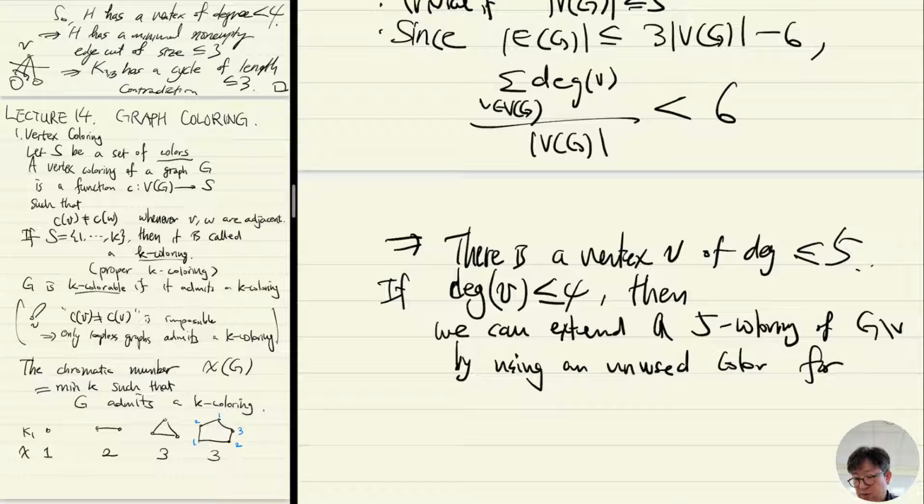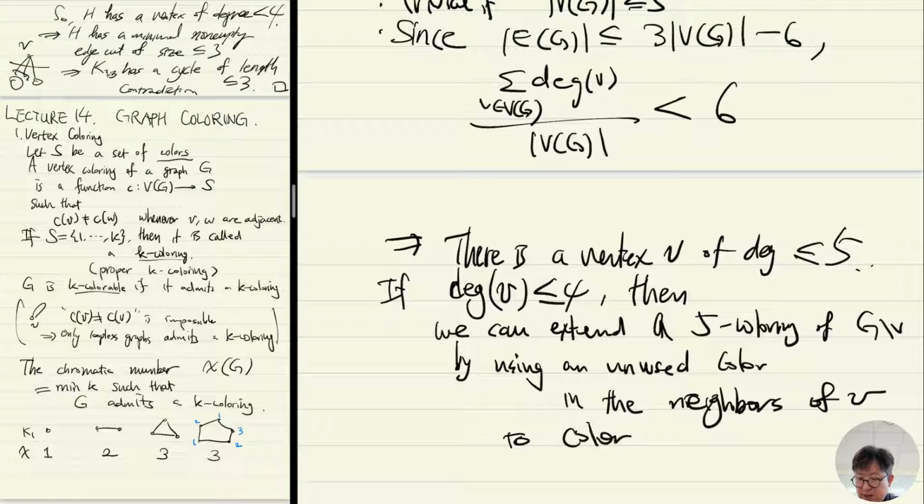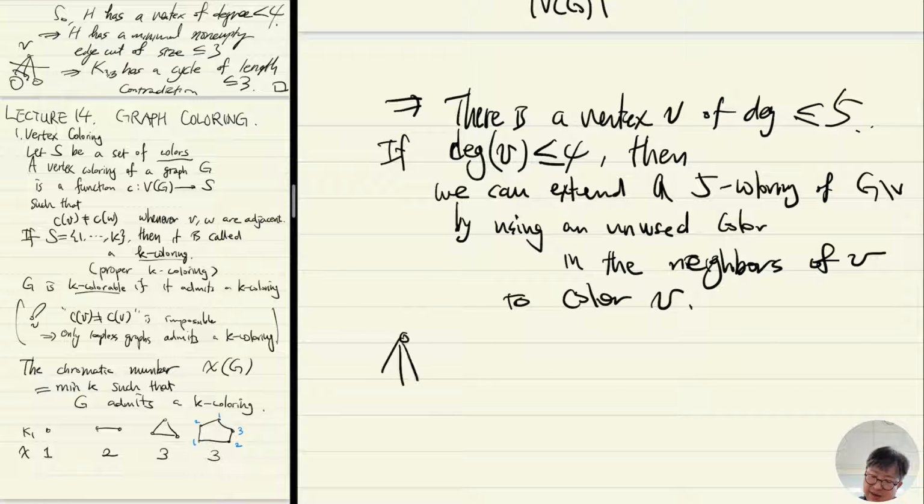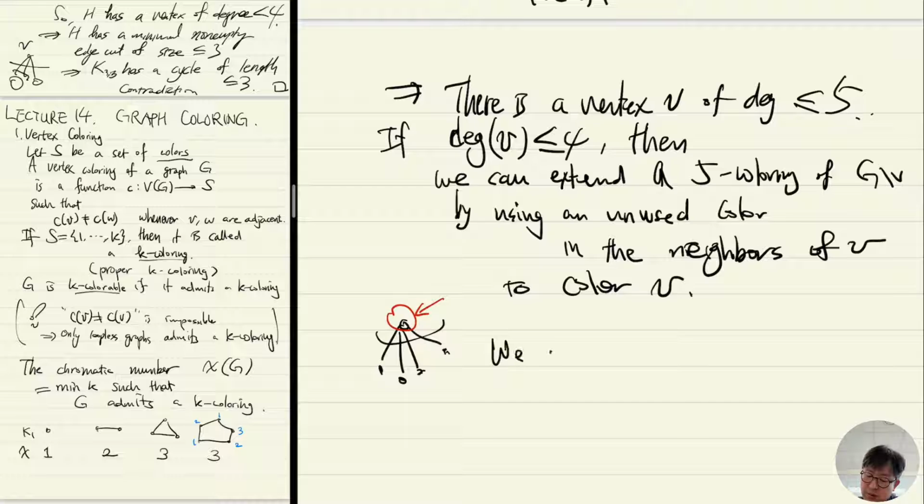in the neighbors of v to color v. Because if I have degree 4, then the number of colors used in the neighbors is 4 or less. Since I have 5 colors, one of the colors remains, so I can extend the coloring by using that color. All right, so that means I can assume the degree of vertex v is 5.